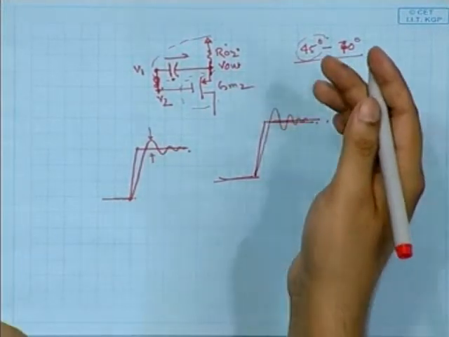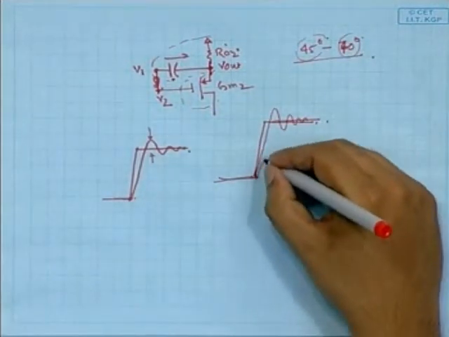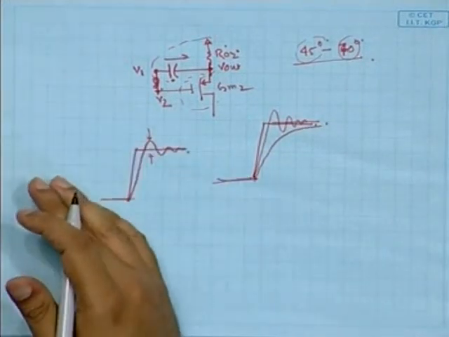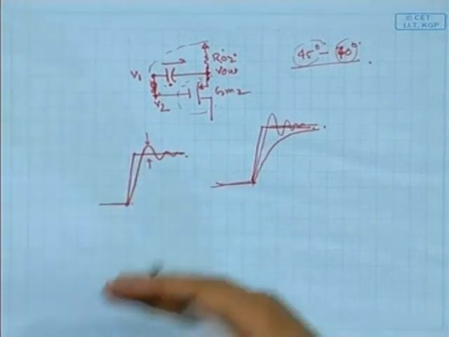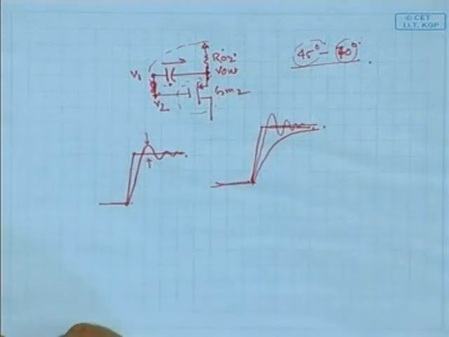Now you choose the phase margin at 70 degrees, this will make the behavior sluggish in this way. So depending upon the value of the compensation capacitor, you can make the system either very fast or sluggish, whatever is your requirement.